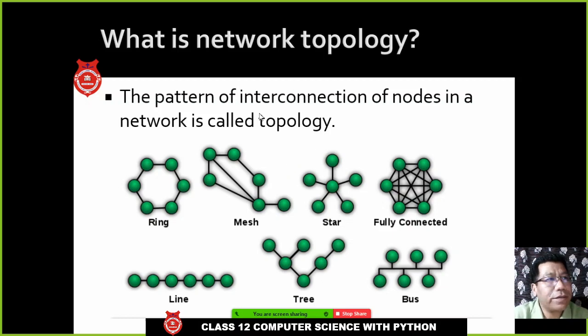Alright, so when we say network topology, it means the way or the pattern of interconnection between different computers or different devices in the network.